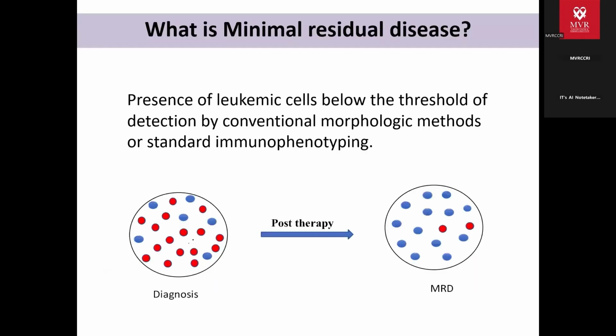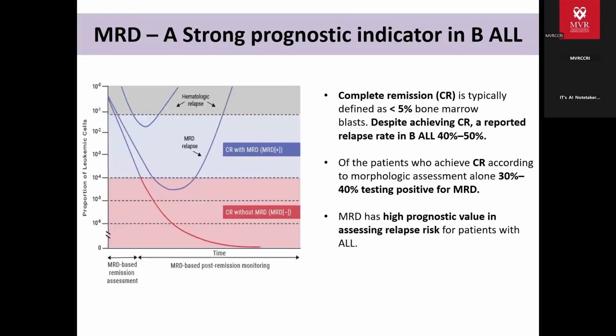So what is a minimal residual disease? It is the presence of leukemic cells below the threshold of detection by a conventional morphological method, by microscopy, or a standard immunophenotyping like immunohistochemistry. MRD is a very strong prognostic indicator of B-ALL. We say a marrow is in complete remission when there is less than 5% blast in a marrow.